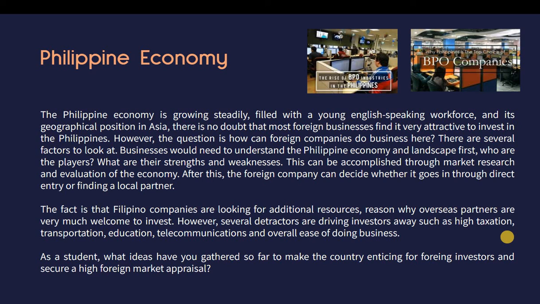So yung transportation natin, yung education system, telecommunication, yung frequent issues with the internet connection, slow internet connection, those are some of the factors affecting the decision of the investor to do business here. So, yun yung current state of Philippine economy, no?